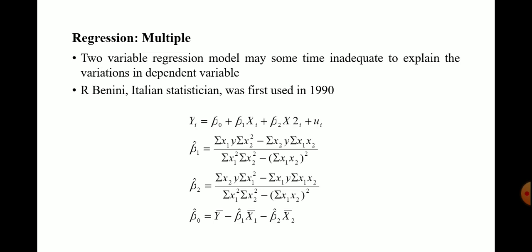Similarly, you can find the value for beta cap 2, and if you subtract these equations multiplied by x1 bar and x2 bar from y bar, you will get the intercept also. But doing multiple regression manually is very difficult, so I'm not going for that. You understand that this is the equation for the estimators in a multiple regression model, and the multiple regression model was first used by R. Benini.